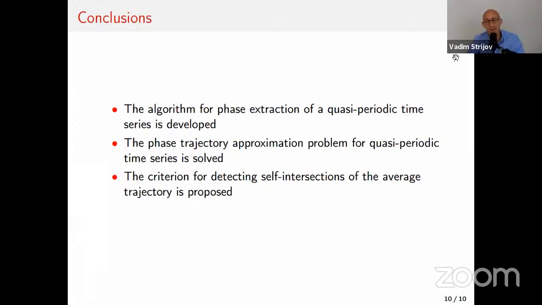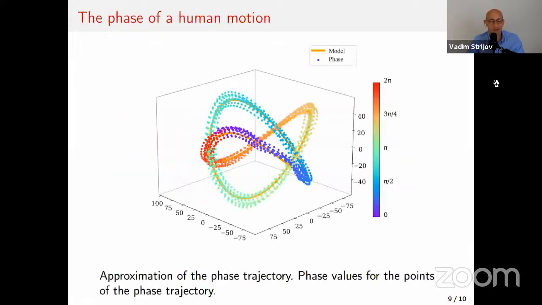Antonina, in the previous slide, you said that the trajectory does not intersect itself. But we see at least 1, 2, 3 intersections.